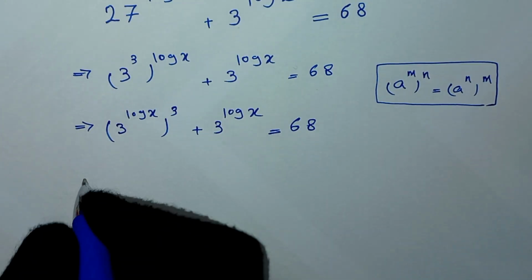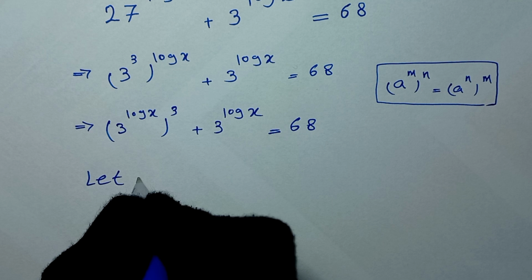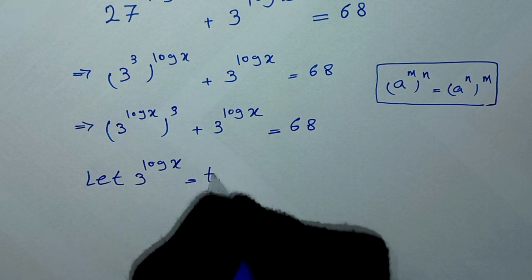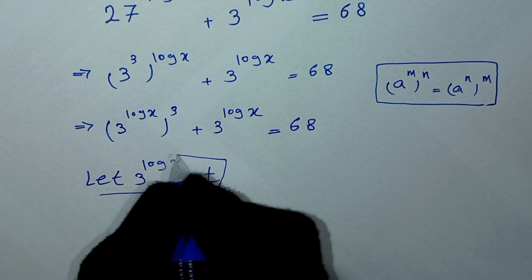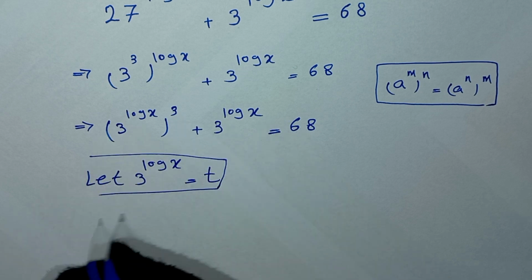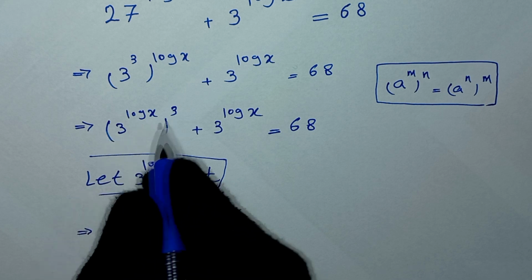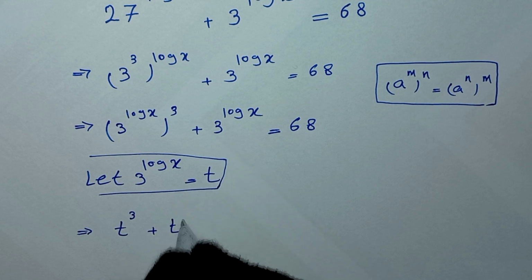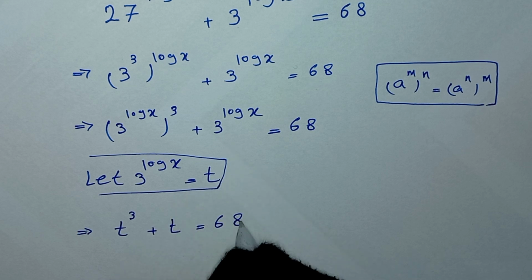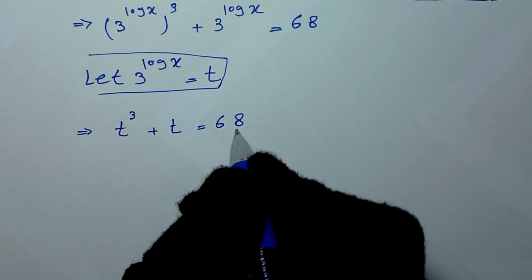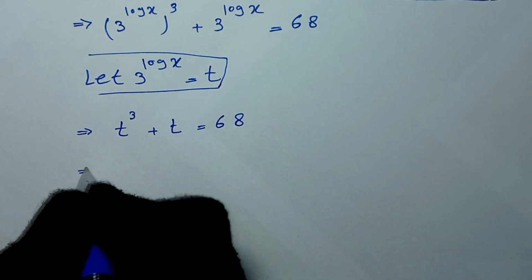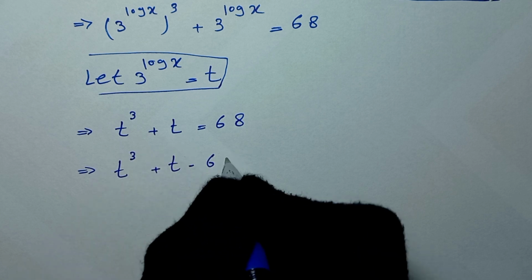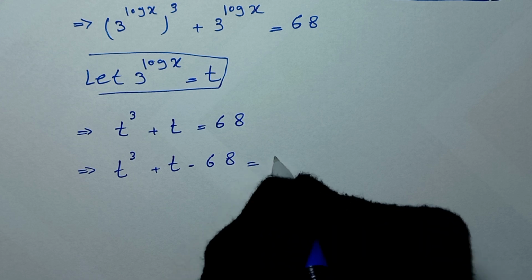Next step, we let 3 to the power of log x be t. So we rewrite this equation and it will be t to the power of 3 plus t is equal to 68. Next, we take 68 to this side, so it will be t cubed plus t minus 68 is equal to 0.